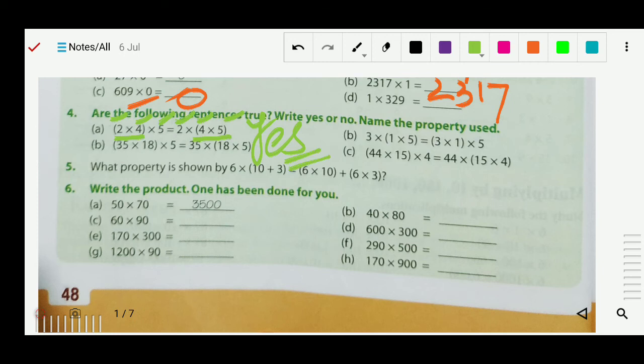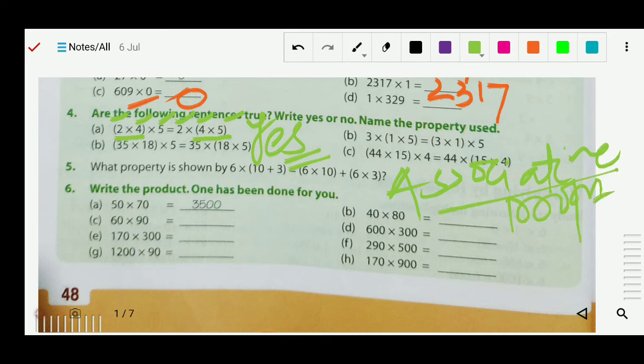And which type of property? You have to write the name. Associative property. You write A-S-S-O-C-I-A-T-I-V-E, associative property. Likewise you can check questions B, C, D and all that. I think all are true, and all are following the associative property, because they only change the order and they are grouped.